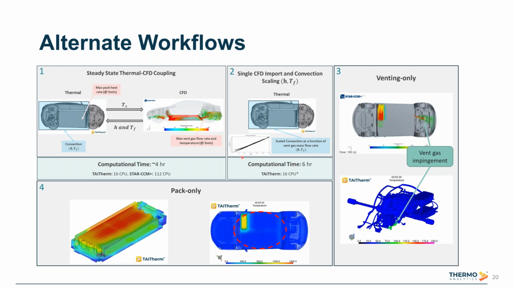Number two, just showing how we can use a single CFD instance also in a transient simulation. So this is done by scaling convection data as a function of some parameter. For underhood and underbody analysis, this is commonly done with the vehicle speed. Here for thermal runaway, this method is viable for the venting region. So we could scale the convection as a function of the vent gas flow rate, cutting down the CFD load significantly with the goal of achieving very rapid turnaround times for a transient simulation.